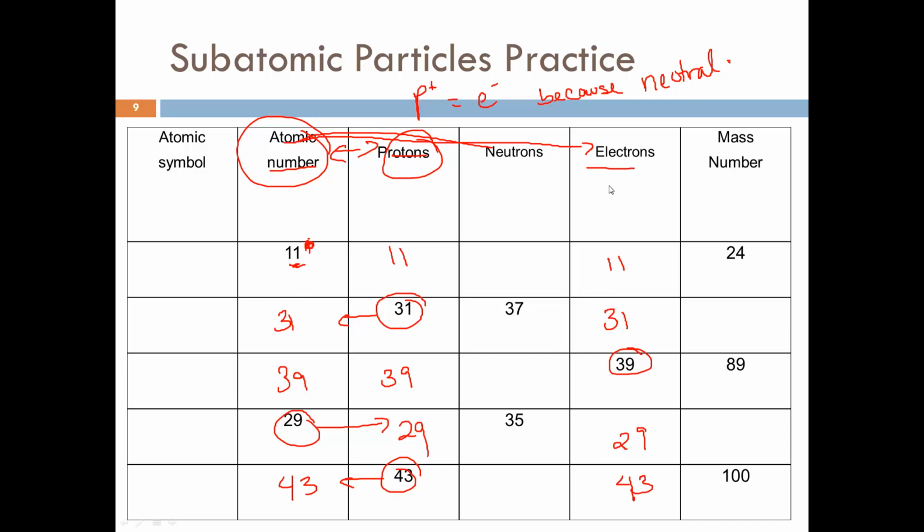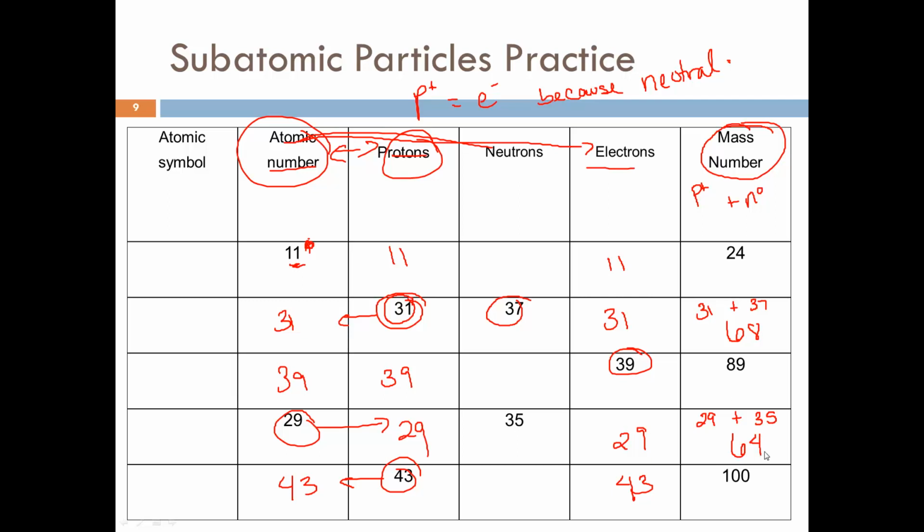Now the mass number, let's take a look at that one. That's going to be the protons and the neutrons added together. So the very first one we already have. The second one, we need to add 31 plus 37, because the protons are 31 and the neutrons are 37. So this number is going to be 68. The next one: the protons are 29 and the neutrons are 35. That added together will be 64.